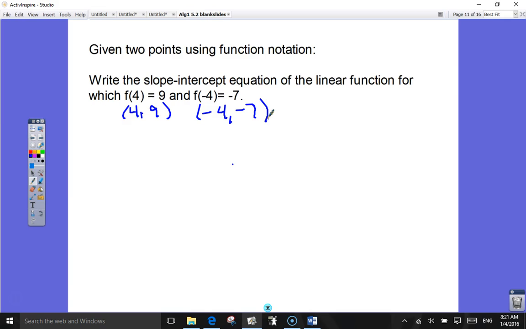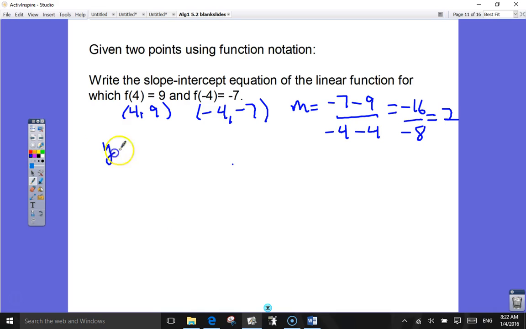Okay, so now we'll do what we did, right? Find the slope. -7 minus 9 divided by -4 minus 4, which is -16 over -8, which is 2. And then use one of these 2 points. Which point do you think you'd like to use? 4, 9 or -4, -7? Yeah, keep it positive if you can. There's probably less room for error.